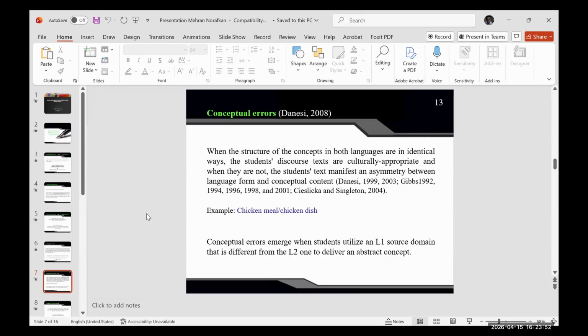When the structures of concepts in both languages are identical, the students' discourse texts are culturally appropriate because what they have from their mother tongue and the target language, which is English, are matching. And when they are not, the student text manifests an asymmetry between language form and conceptual content. This can lead to some conceptual errors. Those who are dealing with international students in different courses, or those who are dealing with immigrants, have good examples of such errors.